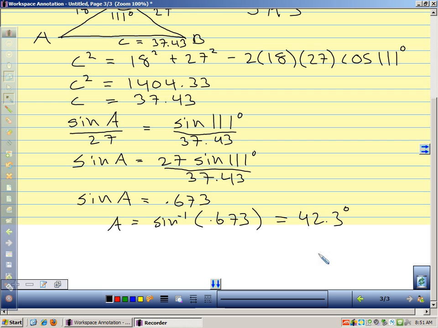And then to find the last angle, now we have two of our angles. To find our third angle, we just add 42.3 to 111, subtract that from 180 to find our third angle. So once we have two angles, finding the third angle is really easy. Does that make sense how we did that? Any questions on using the law of cosines? We're going to do an example of the side, side, side, and then we'll talk about another area formula. So let's do a side, side, side example.